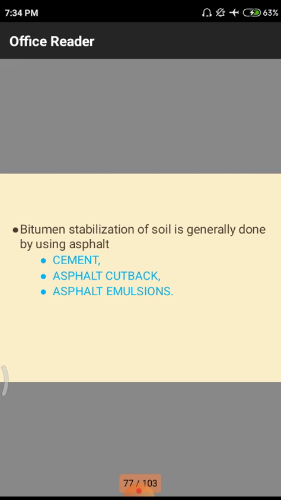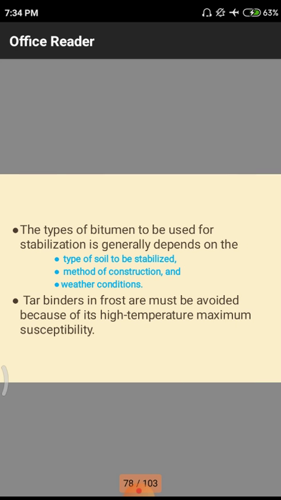Next, asphalt emulsions are somewhat moving material. That means there is some flowable property to the asphalt, so we call those materials asphalt emulsions. These are the three different materials we use in combination with bitumen to stabilize the soil.